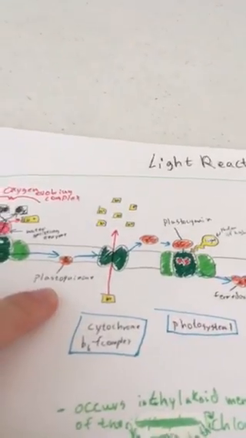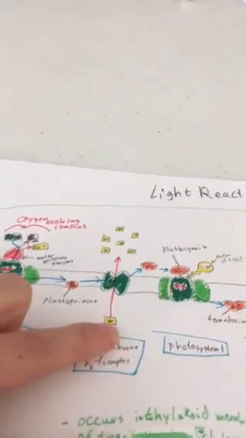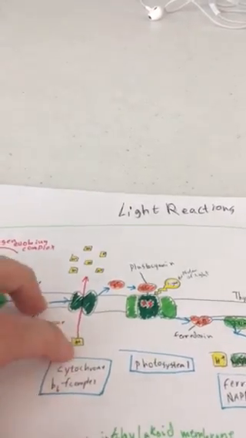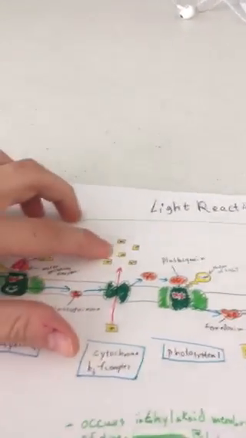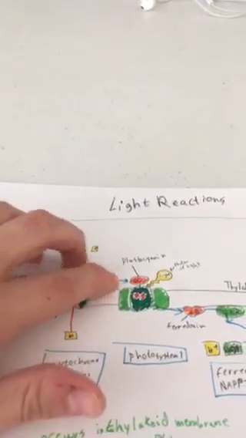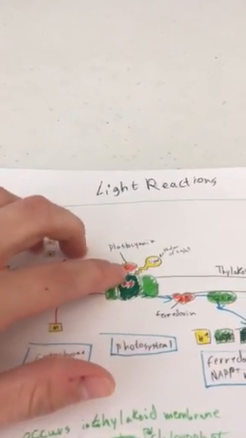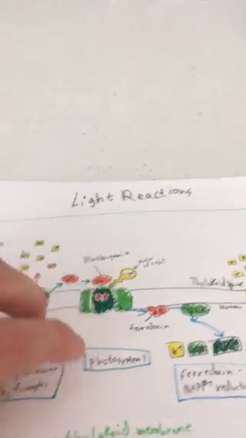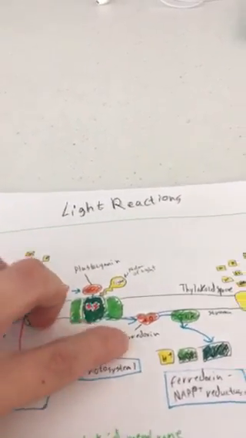Then it goes on to the plastoquinone, and then as you can see here, hydrogens are going from an area of low concentration to an area of high concentration using energy. And then the electron passes through here into the plastocyanin in photosystem 1.